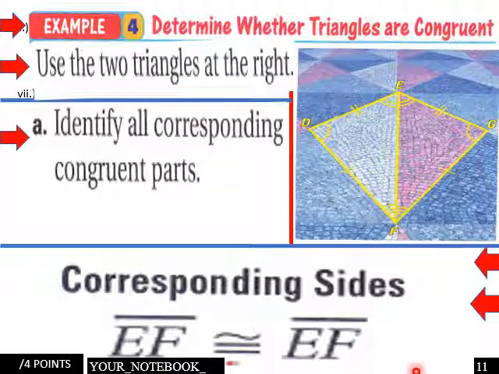And then again, EF is congruent to EF, so this side here is congruent to itself. Yes, of course. Okay. There are your three hash marks there.